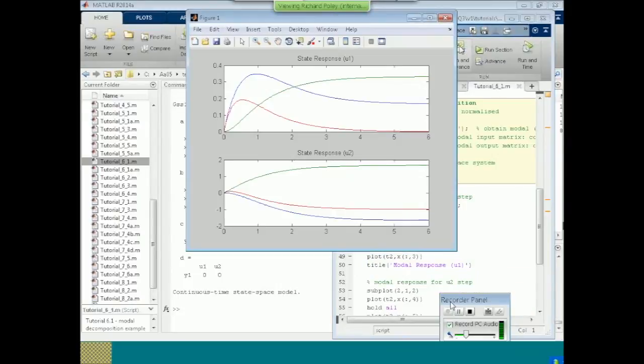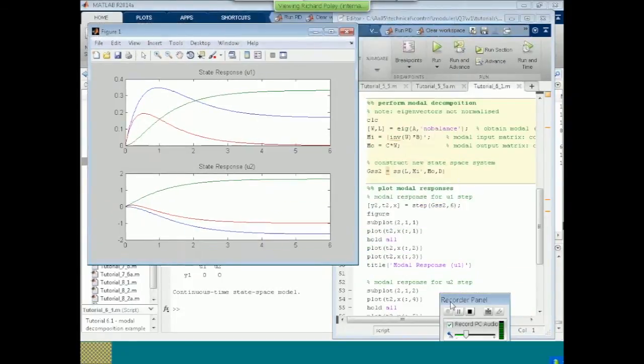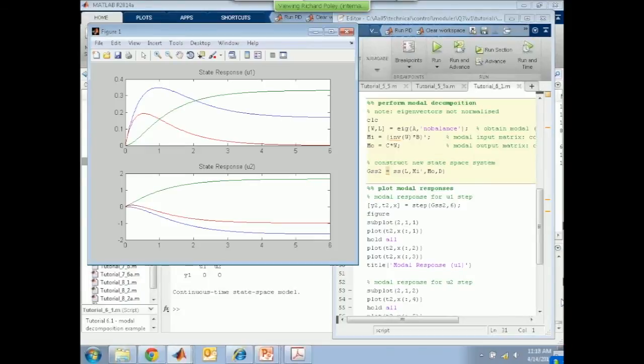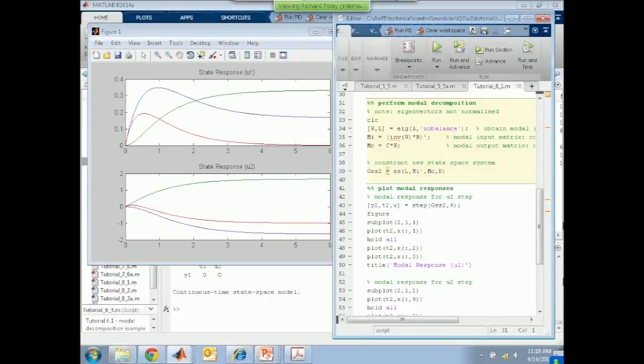So here we go. Here are the two results. The upper graph is the evolution of the three internal states when we have a step applied to U1 and U2 is held 0. And then the reverse for the bottom graph down here. These are the states' evolution over time as U1 is held constant and then U2 has a step applied to it.